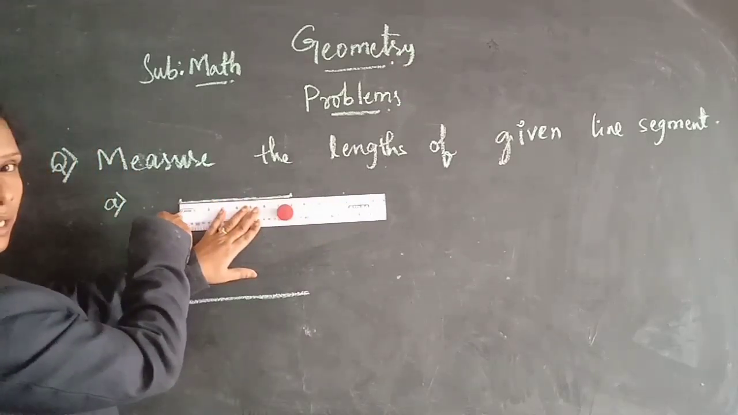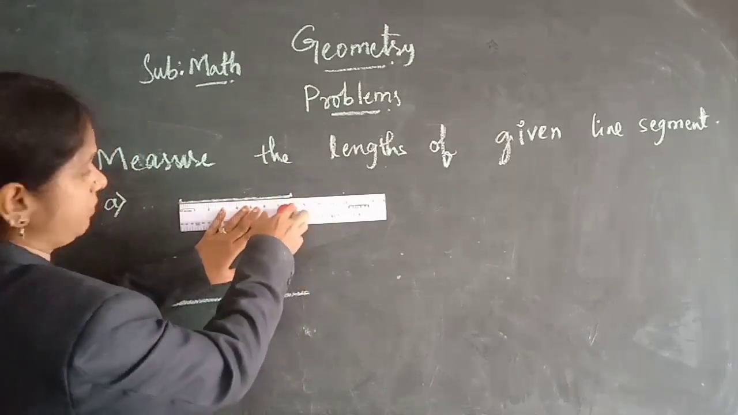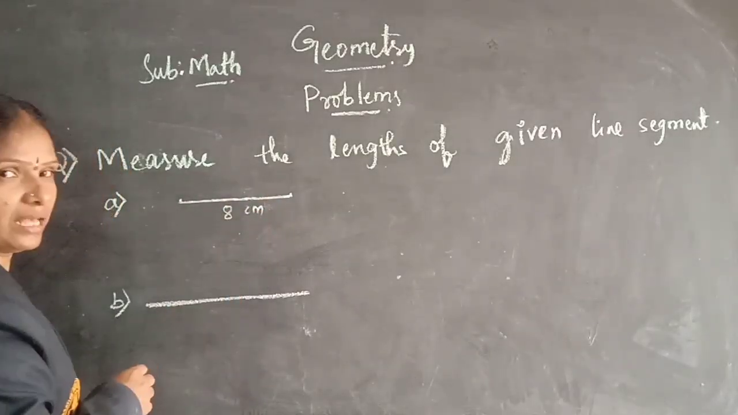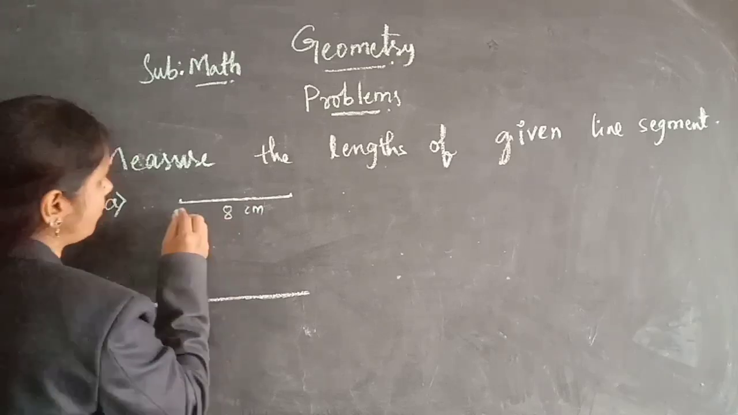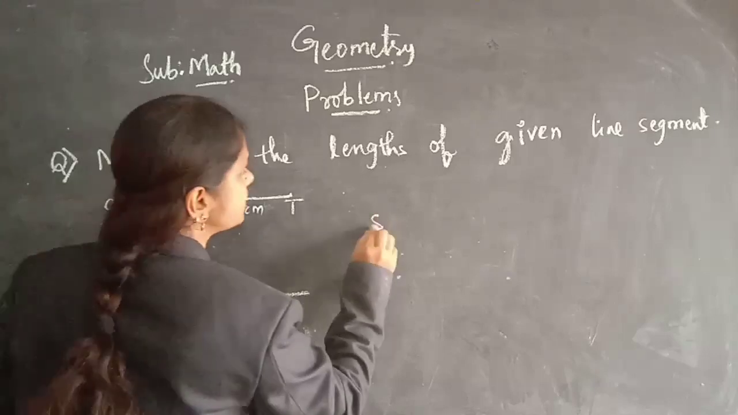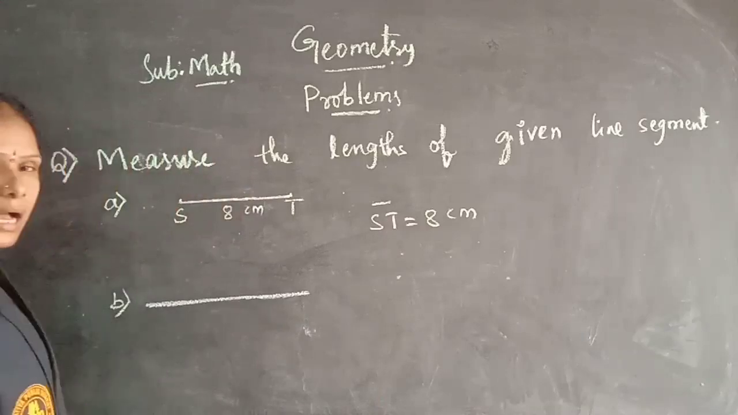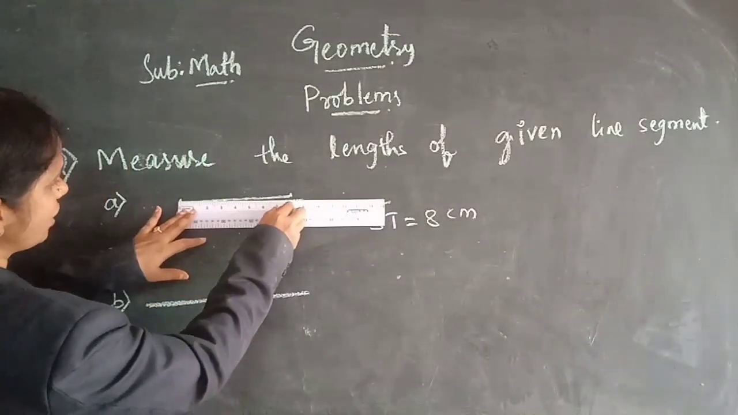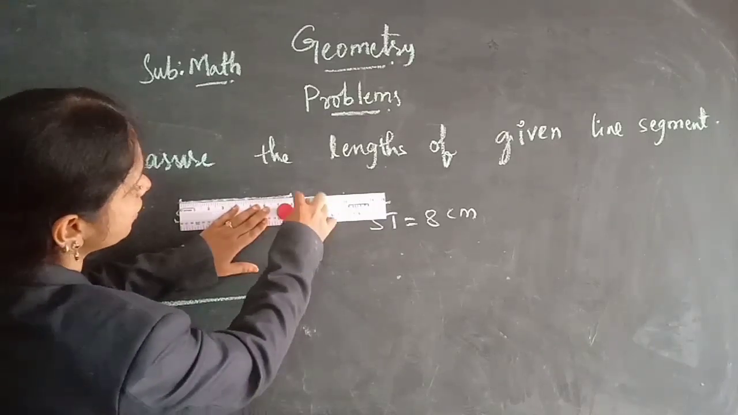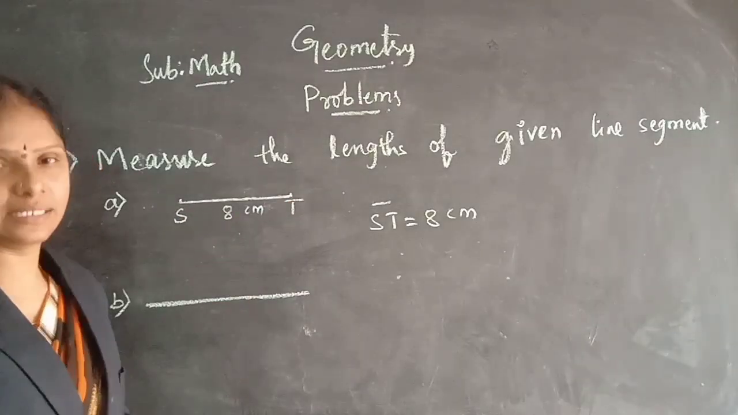First end point, keep it at 0, and the second end point you can see at 8 centimeters. So the given line segment length is 8 centimeters. I am marking here S and here T. So ST line segment length is 8 centimeters. Again I am saying, children, first you always keep at 0 and the second end point you can see at 8. So the given line segment length is 8 centimeters.